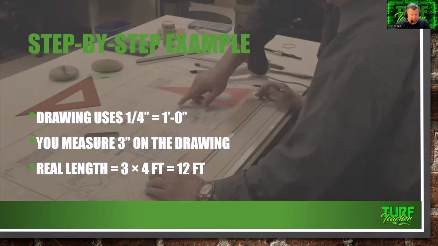Step-by-step examples. Drawing using 1/4 inch equals a foot. You measure 3 feet on the drawing. The real length, 3 feet times 4. We have a 12-foot real life size landscape. Again, 1/4 inch equals a foot. You measure 3 inches. We know that 4 inches is in a foot, so we have 12 feet in real size property.